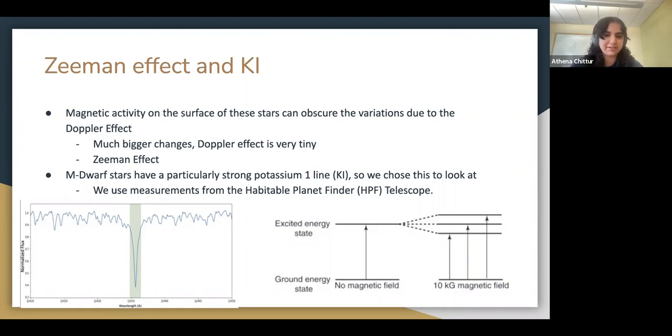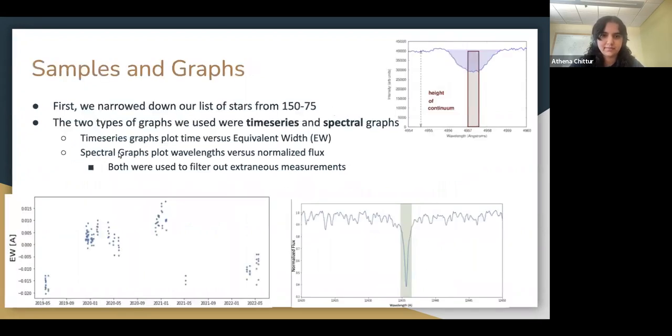When we want to take a look at this, we want to choose a spectral line that's very easy to work with. Thankfully, M-dwarf stars have a particularly strong potassium-1 line in their spectra. We call this Ki. It's very easy to work with, so we chose this. We got all of our data through the Habitable Planet Finder, or HPF telescope. When we first started, we had a list of about 150 stars, but a lot of the stars did not have enough measurements to work with. So we first had to narrow that down to about 75.